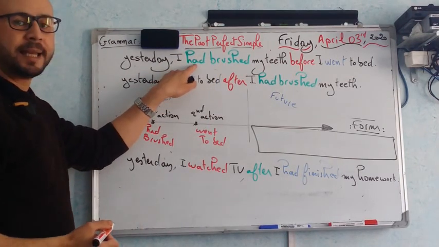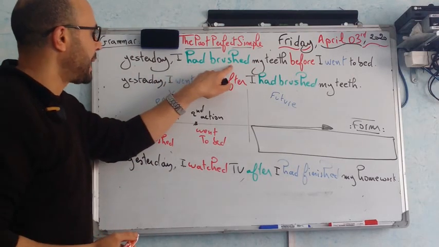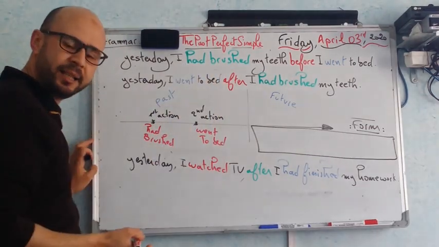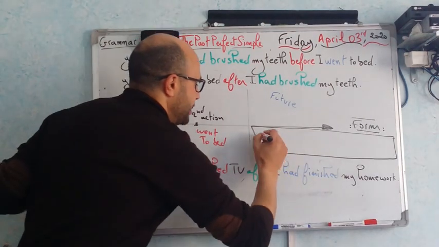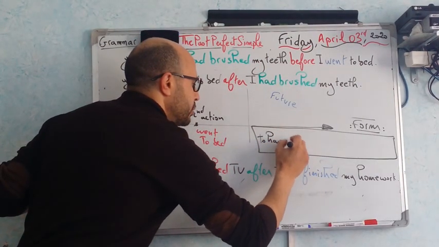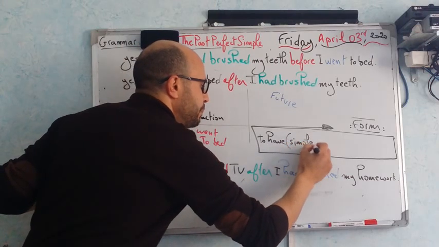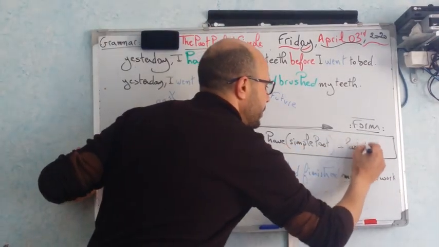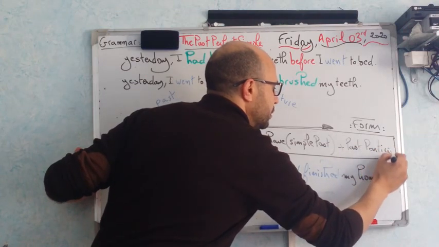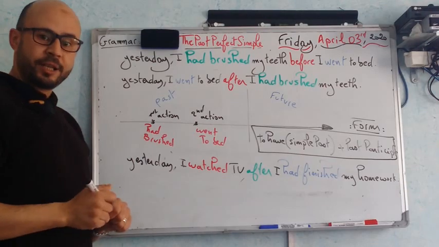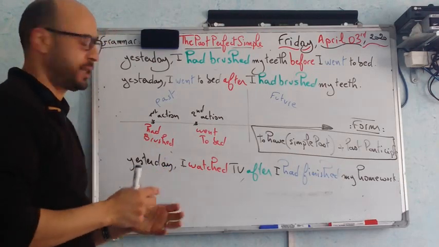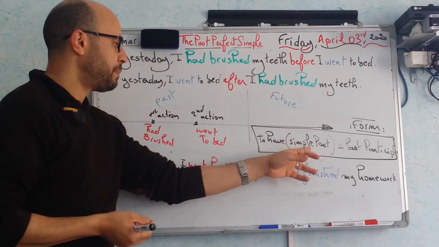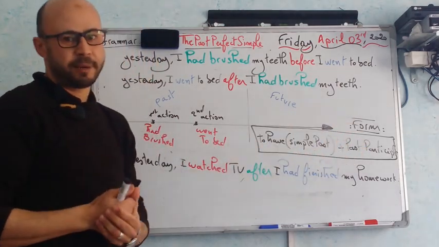So we have the use of the verb had plus, this is not simple past, this is a past participle. So it's the verb had. What is had? It's the simple past of the verb have. So the form is to have, the verb to have in simple past, plus the past participle of the verb. So this is how we form the past perfect. I repeat, the past perfect is formed by using the verb have in the simple past plus the past participle of the verb.